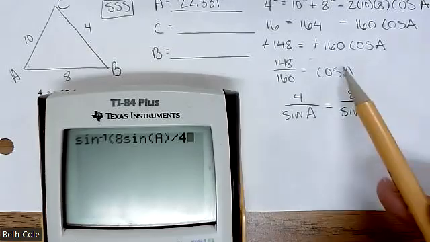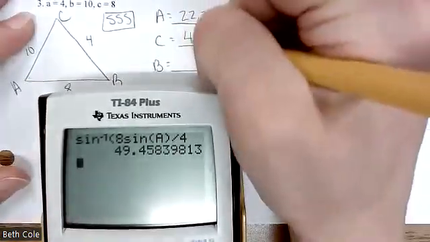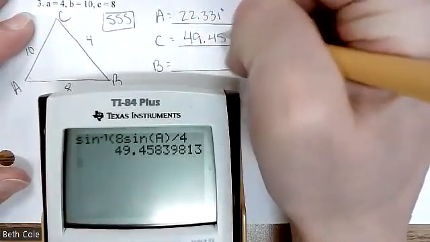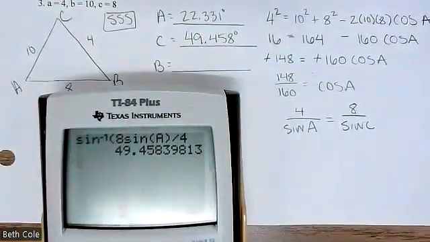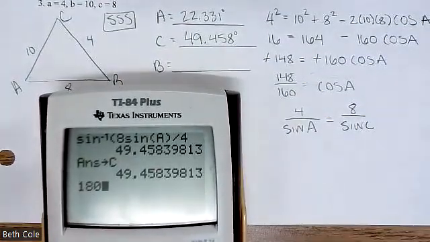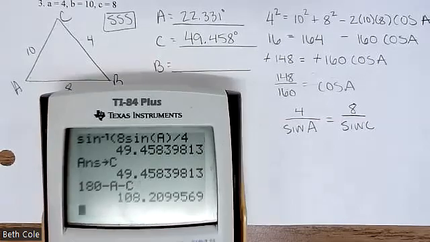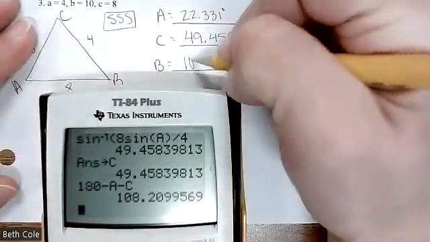you did need to store that as A or else this next part won't work. Store that as C, and then how do you get the last one? Subtract from 180. So 180 minus alpha A minus alpha C will give you the last one. You're gonna be okay.